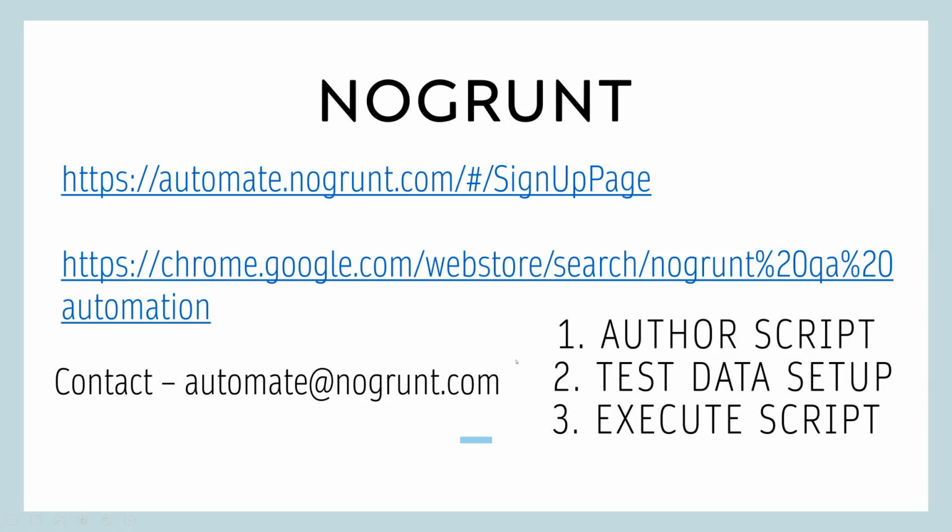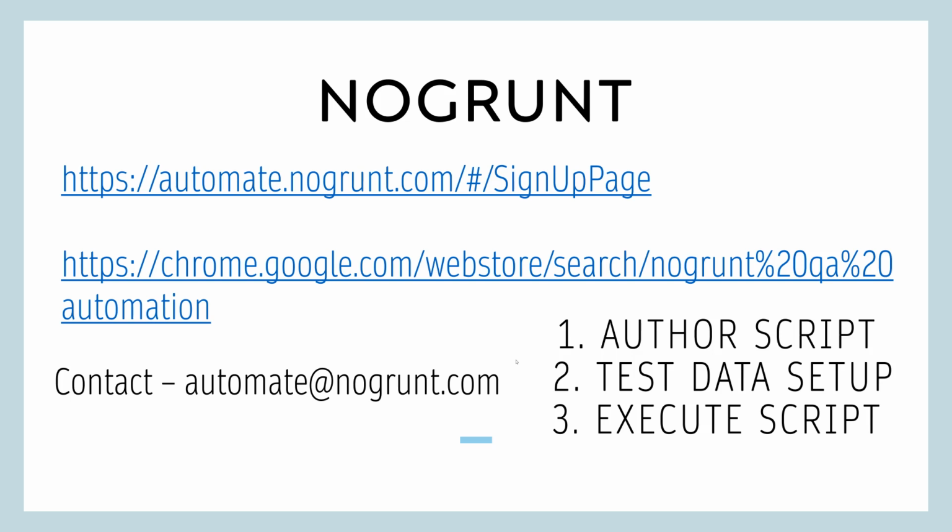I want to take a couple of minutes and talk to you about Nogrunt, which is a QA automation platform that can help you automate your test scenarios in under 2 to 3 minutes. Most of your test scenarios can be completed within a 2 to 3 minute time frame. And in this demo, I'm going to take you through how you would author your script, how you would set up your test, and then how you would do the execution.